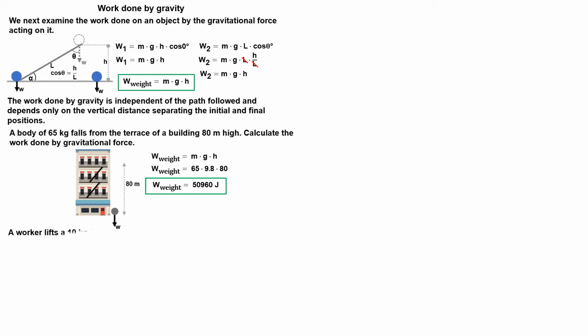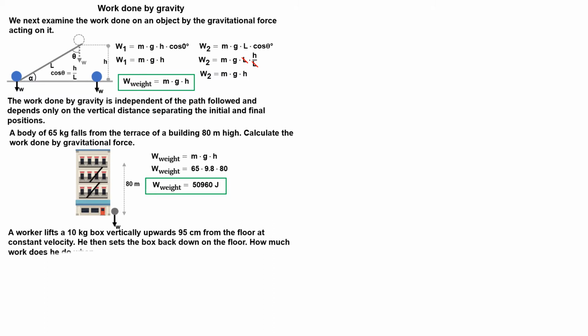A worker lifts a 10 kilogram box vertically upwards 95 centimeters from the floor at constant velocity. He then sets the box back down on the floor. How much work does he do when lifting the box and when setting it back on the floor? Look at the diagram. A force equal in magnitude to the force of gravity is needed to lift or lower the box at constant velocity, since the net force must be zero.